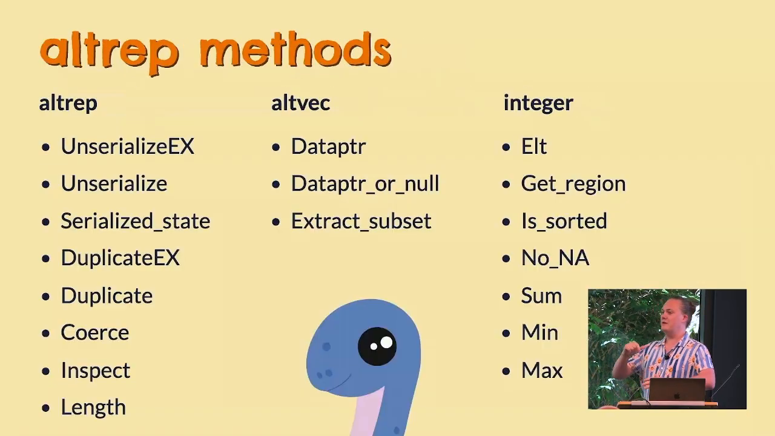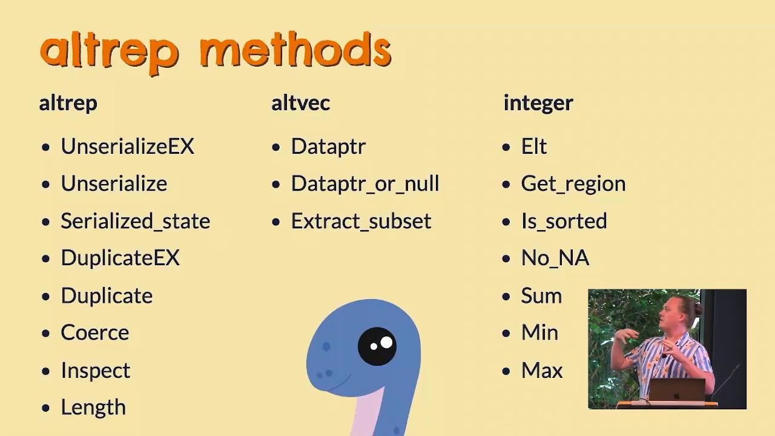So there's a bunch of different methods we need to implement to be able to have AltRep working. Here we saw there's the sum, and we can also say is something sorted. It's really easy to know if an integer sequence is sorted, because if the increment is positive, it's sorted. There's nothing else we need. The last one I want to talk about is the serialized state.